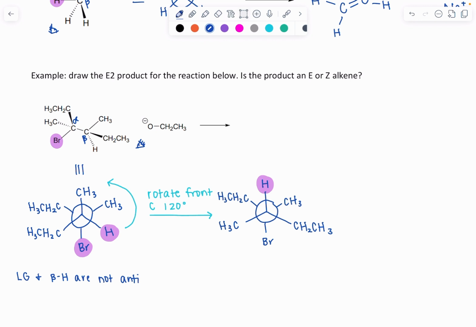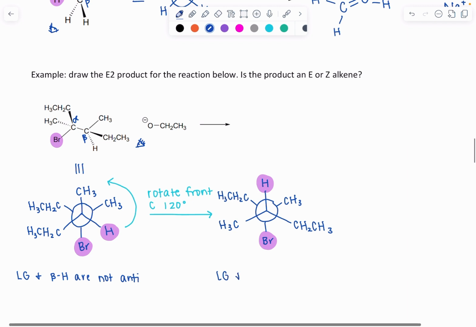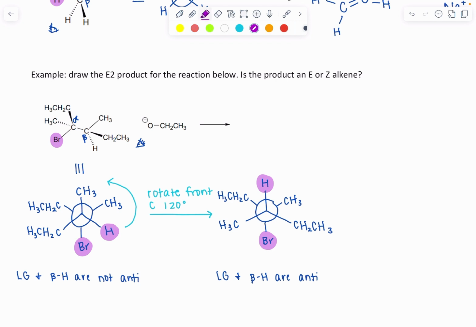Now, leaving group and beta hydrogen are anti. So we can draw the product, and what's nice, once you get to the correct Newman projection, the groups that are on the right side of wherever the leaving group and beta hydrogen are, just on the same side, closest to each other, those are the two groups that will be on the same side of the double bond.